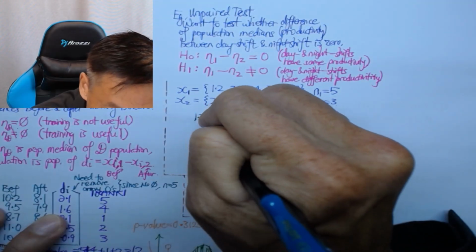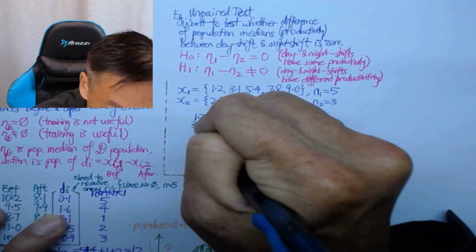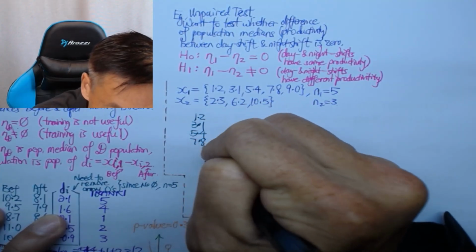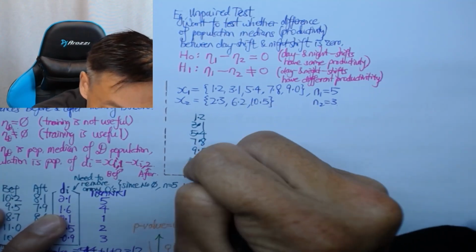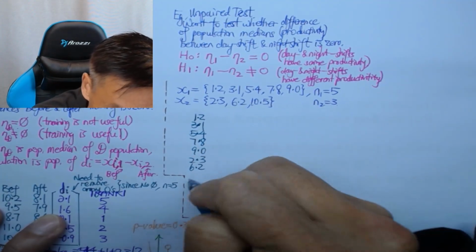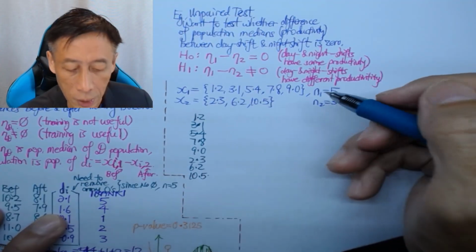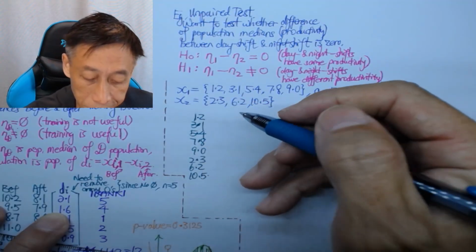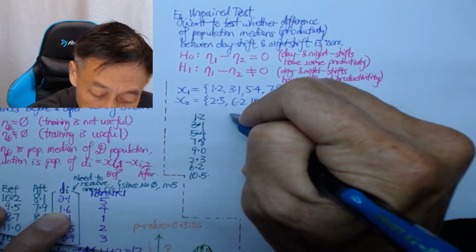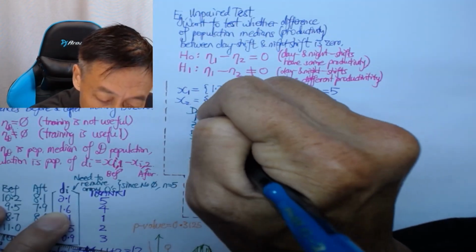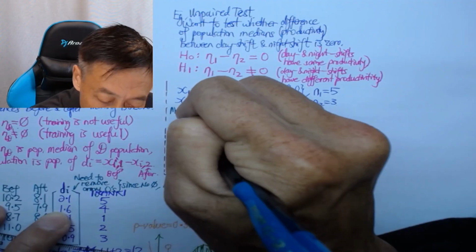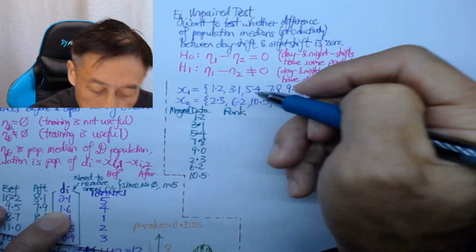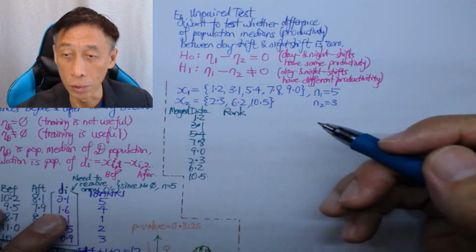So we will put down 1.2, 3.1, 5.4, 7.8, 9.0, 2.3, 6.2, 10.5, right? So these are the data values. We tentatively combine them, then we rank them. So the merged data, then the rank. Basically, just look at the data and rank them.